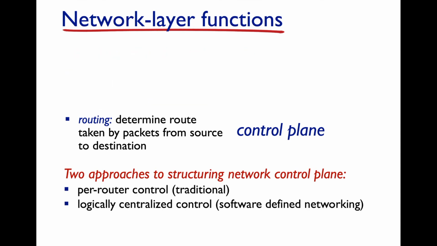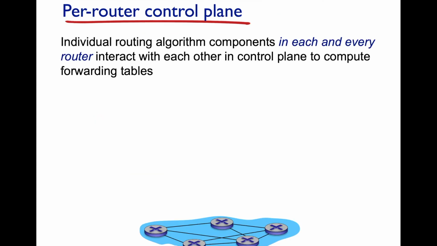And so there are two approaches you can have for structuring your control plane. One is a logically centralized control, and that's using SDN, and the other is on a router-by-router basis. That's traditional, and that uses a routing algorithm at each router, and they exchange data with other routers that are neighbors in the network. And so per router control plane, you have individual routing algorithms, which are just processes that run on the router in each router, and they interact with one another in the control plane, exchanging data about local traffic conditions on the links, and they arrive upon the optimal route across all of the links.